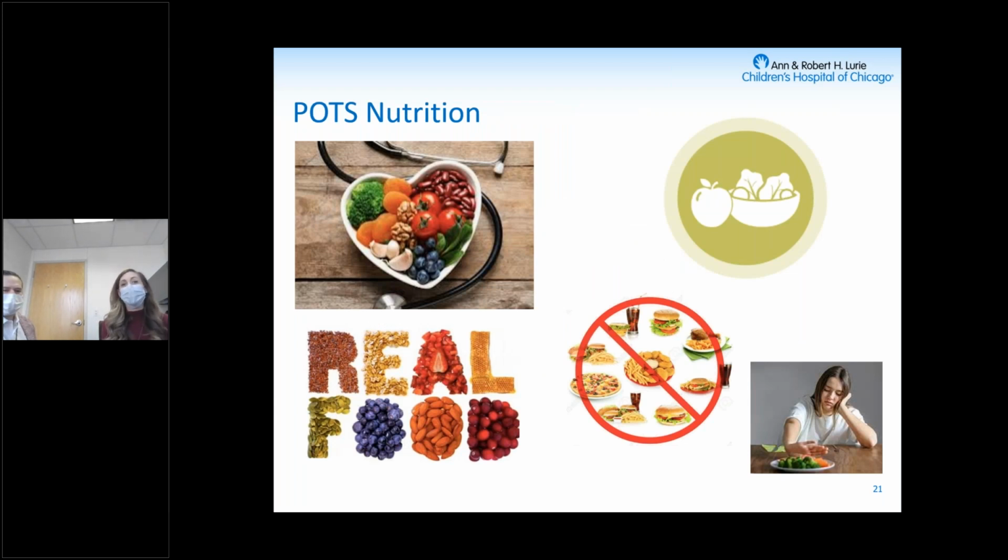We also work on optimizing nutrition. We really focus on getting real food in the diet. We avoid processed foods, junk food. We also avoid patients skipping meals, especially with the teens. We see that they often skip breakfast, followed by skipping lunch because they don't like the school lunch. And obviously, not having 2 meals a day can exacerbate symptoms.